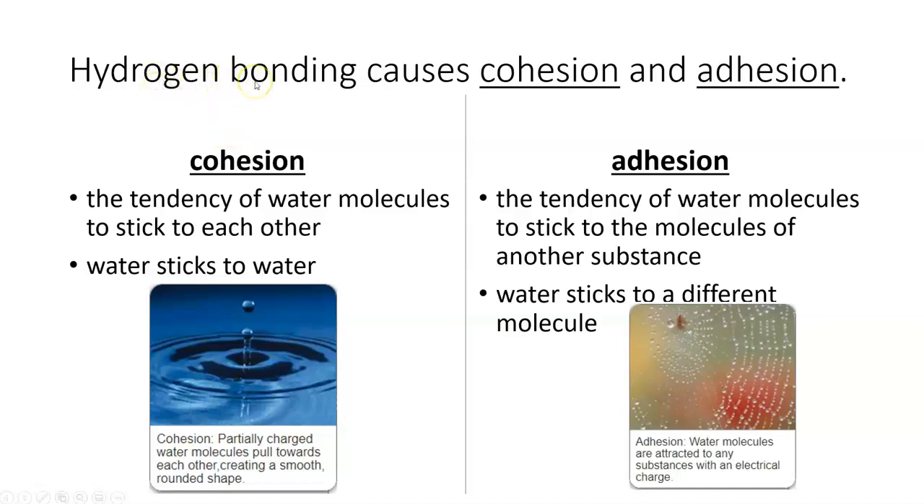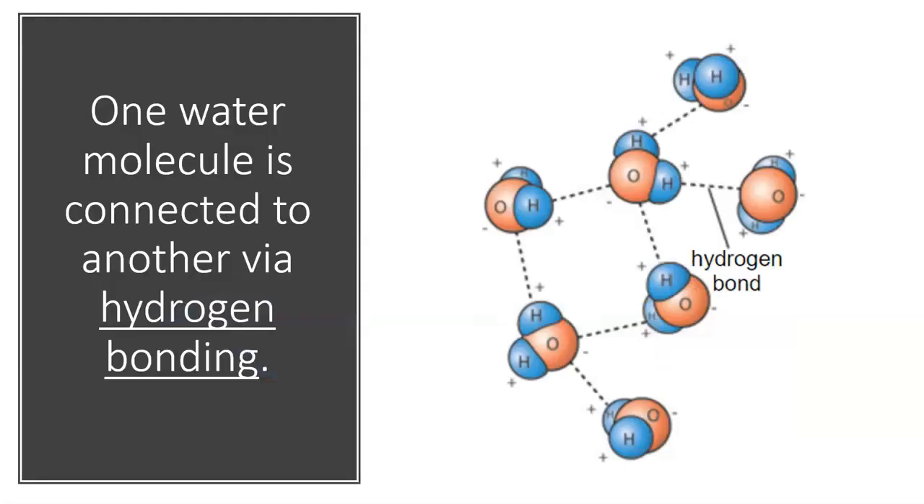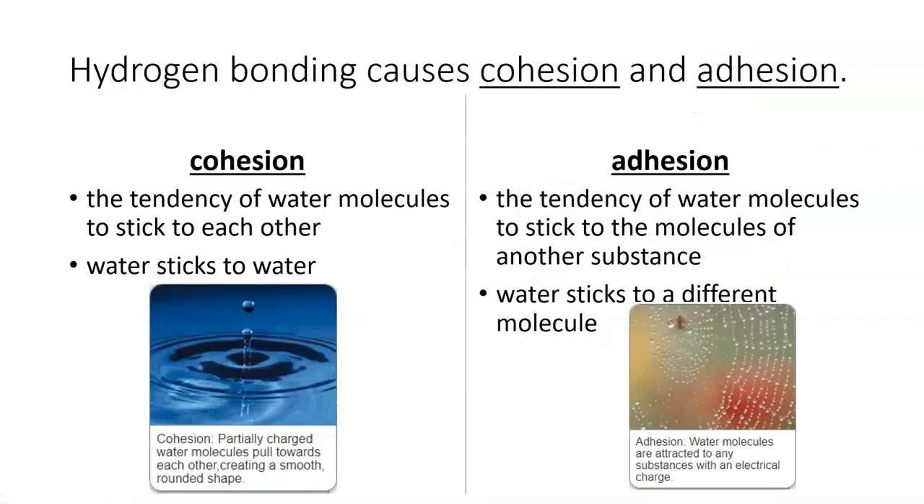Hydrogen bonding, that dashed line you saw in the last picture, causes something called cohesion and adhesion. Cohesion is the tendency of water molecules to stick to each other. In other words, water sticks to water. You don't think of water as sticky, but when two water molecules get close to each other, they stick together. They stick together because of this positive to negative attraction.